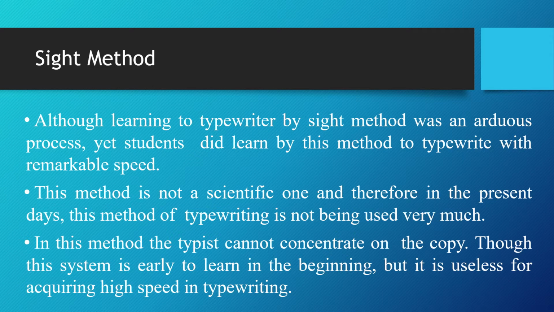This method is not a scientific method because a user needs to look at the keyboard, and after that he can press the keys. In this method, the typist cannot concentrate on the copy. It means if we have to type a particular paper, a user cannot concentrate on the paper. One time he will look at the paper, one time he will look at the keys and then press it. It means the concentration level will not be maintained. This system is easy to learn in the beginning, but it is useless for acquiring high speed. If a user wants to type at a higher speed, then this is a failure method.